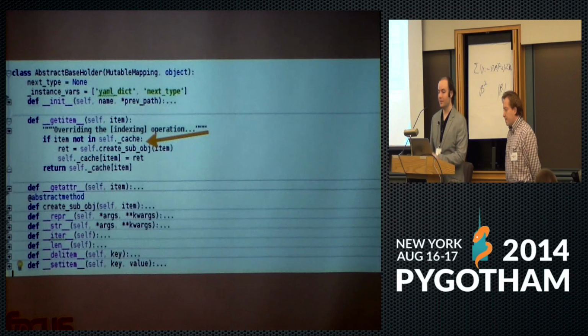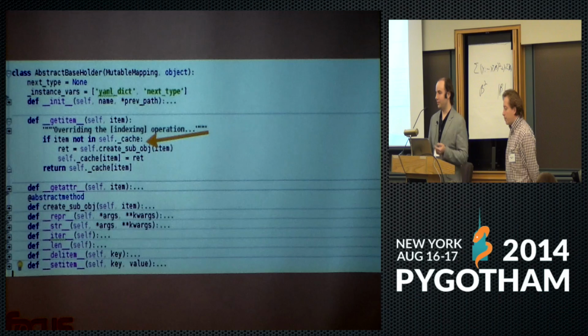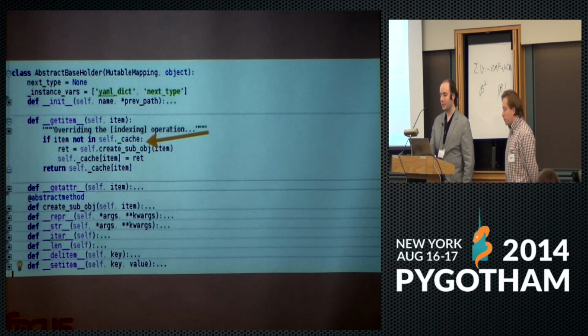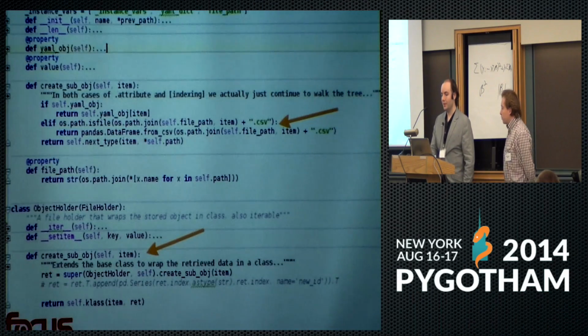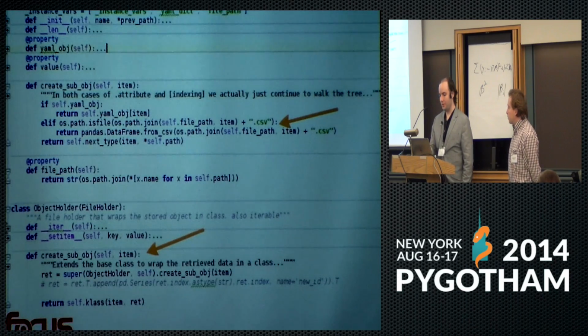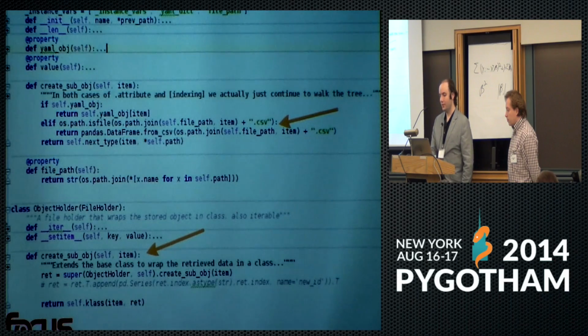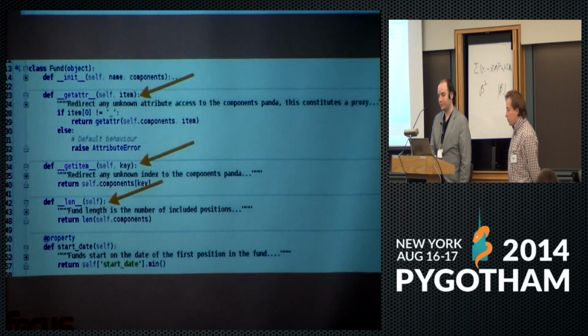The code to do this is roughly what you'd expect. We're going to be doing this a few times, so we have a base class. We cache whatever we created. We override getattr and getitem, and we say, use the cache or create it. In this case, we're using a file, CSV files, read it in, turn it into a data frame as your create sub-object. And in order to make it work as a fund, we're going to actually use this object holder, which just takes a class and wraps it.